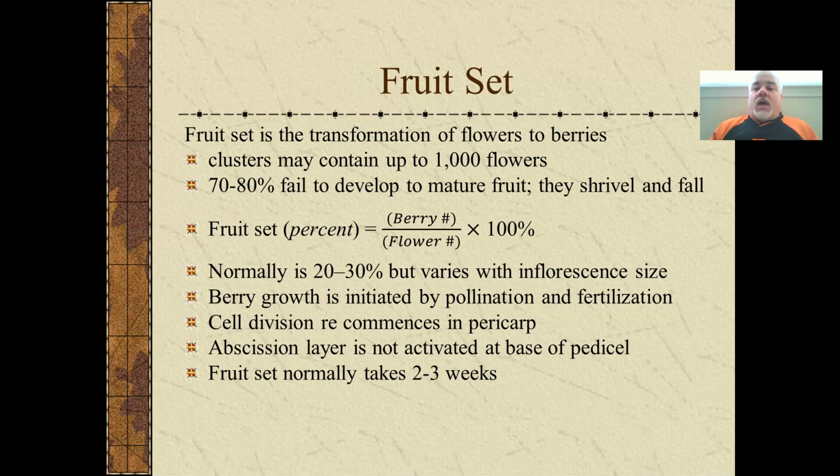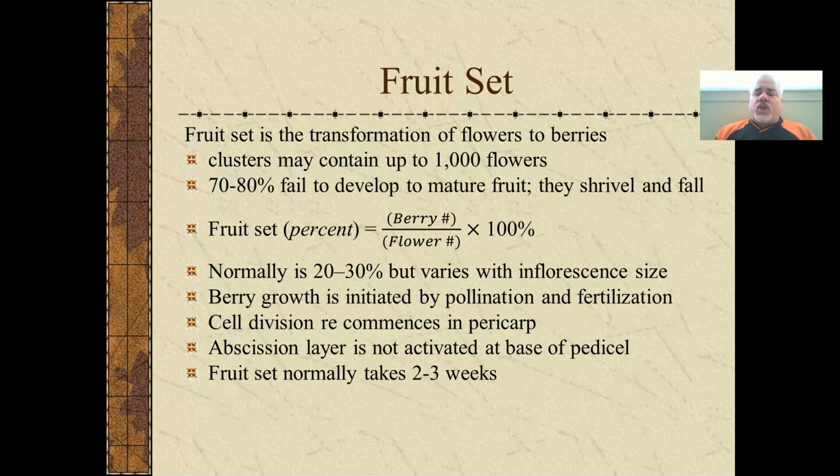And then certainly later, when you get fruit set, you do another count. What is my average number of berries per cluster? And then you can know what your fruit set percentage is. 20 to 30% is certainly normal, but the bigger the inflorescence size, the more likely you're going to have a lower number. You can't have huge cluster size.